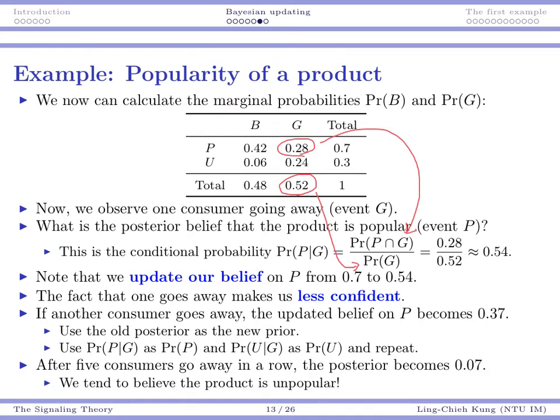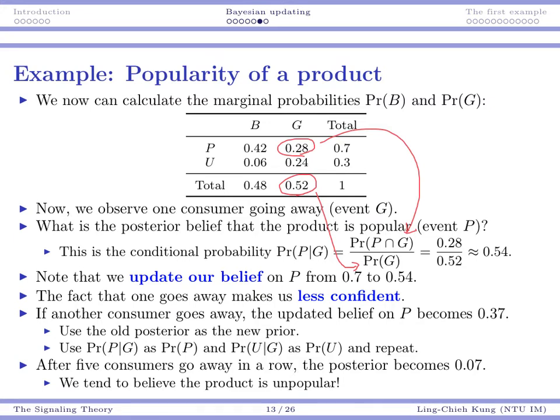Okay, so originally the belief of popularity is 70%. With probability 70%, we think the product is popular. But if the product is really popular, with a high probability it should get sold instead of not sold. Okay, so that's why when we see one consumer evaluating this product but then goes away, we should somewhat update our belief, and in that case we become less confident.